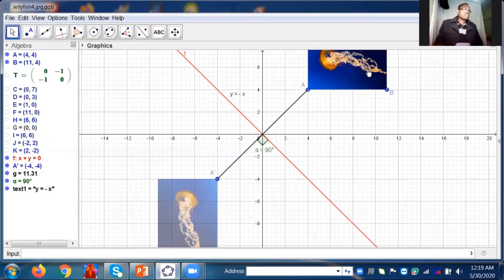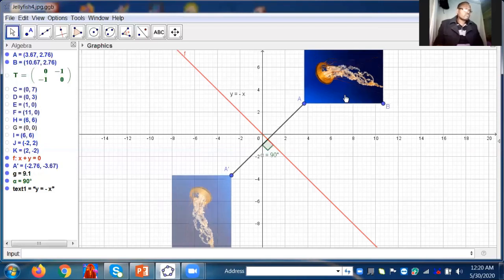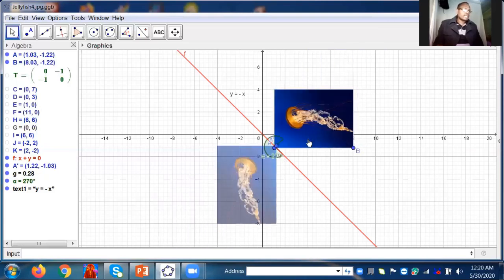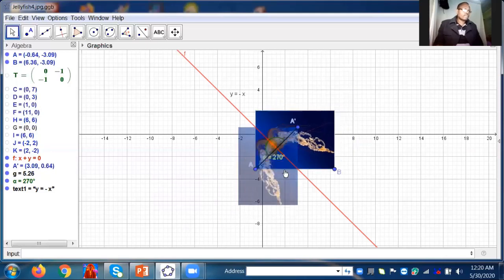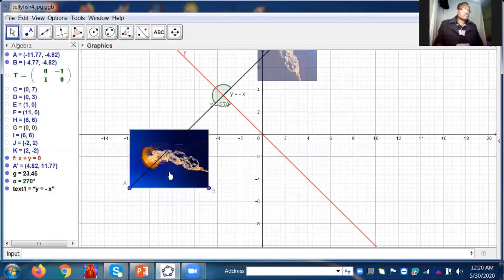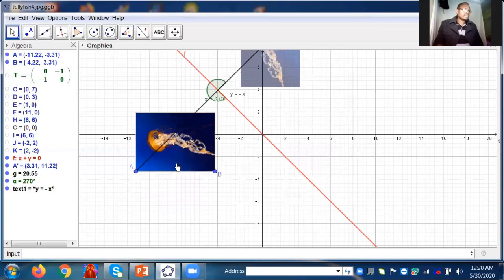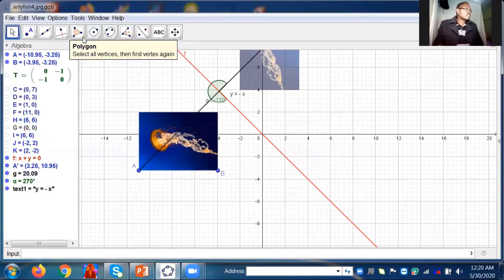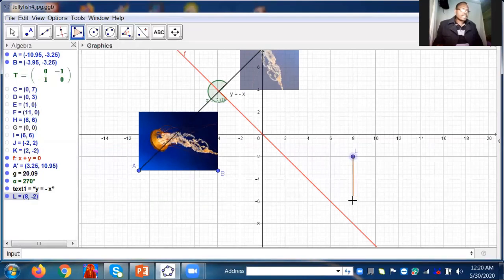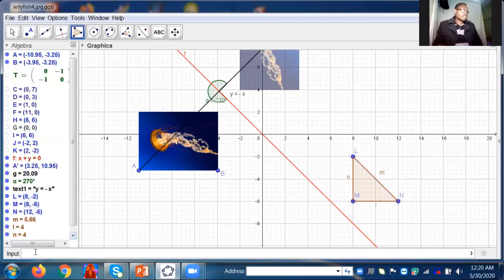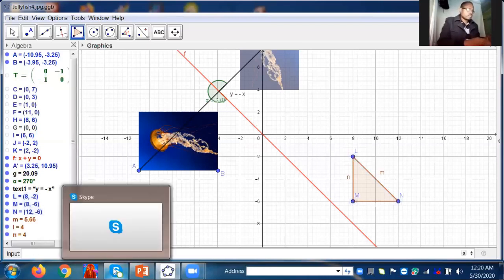And then we can apply this matrix. Actually, I can first of all move this object across. And then the image will also move across. Then we can apply this matrix on a triangle. So I'm going to draw a triangle. And this triangle is a triangle L, M, N. And then I'm going to apply this matrix on this triangle.